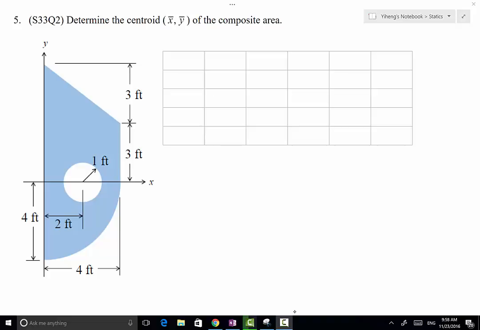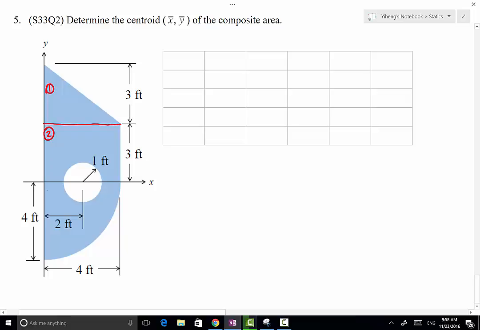For this problem, we need to again determine the centroid location of this composite area. And as you can see, I have already set up a table here, and we're going to use this table to do the calculation. First, we need to define our component areas. So I'm going to have my area number 1 to be this triangle. And then area number 2 to be this rectangle.